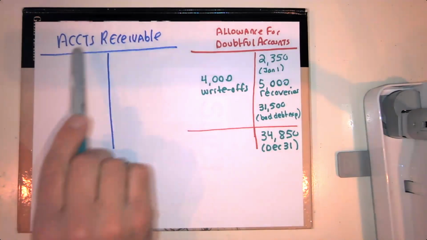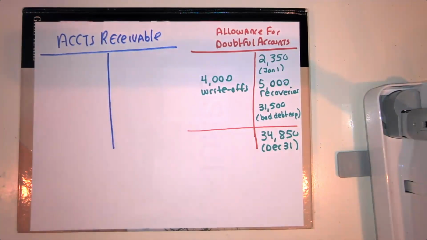Do I have a volunteer that wants to try the accounts receivable? Come up with the balance at December 31 in the accounts receivable account.